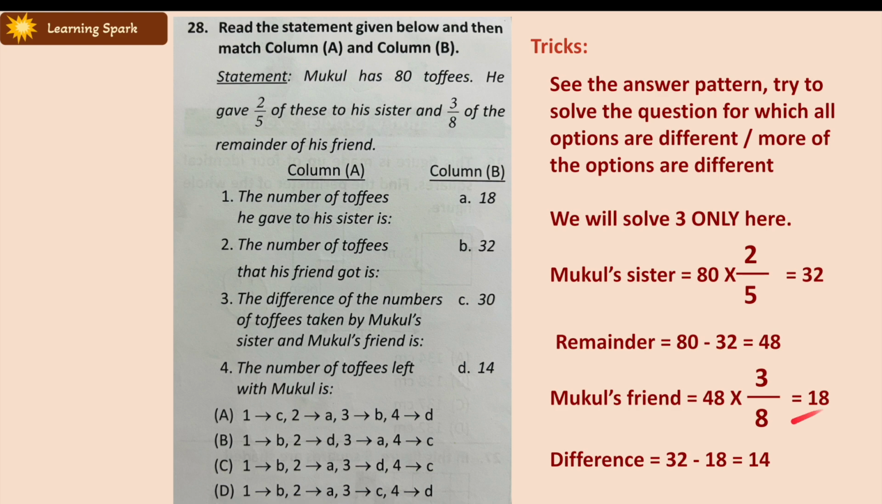Now we have to find the difference, which is 32 minus 18, which is 14. So 14 is given here. So D will go with 3, so 3D. 3D is the correct option here only. In this option, 3 is marked with D. So C is the right answer for us.